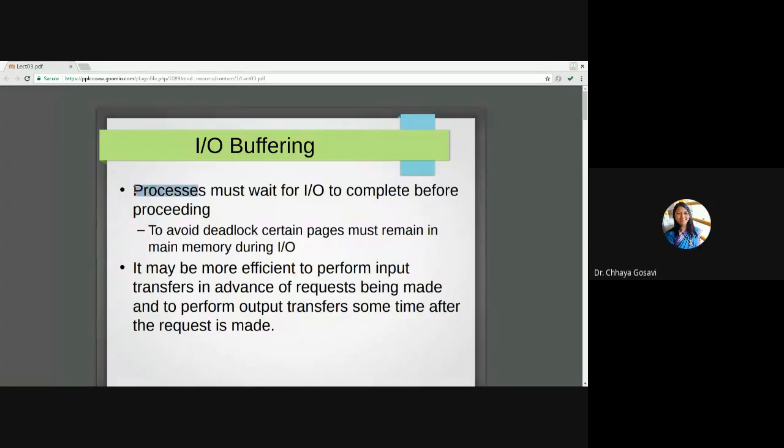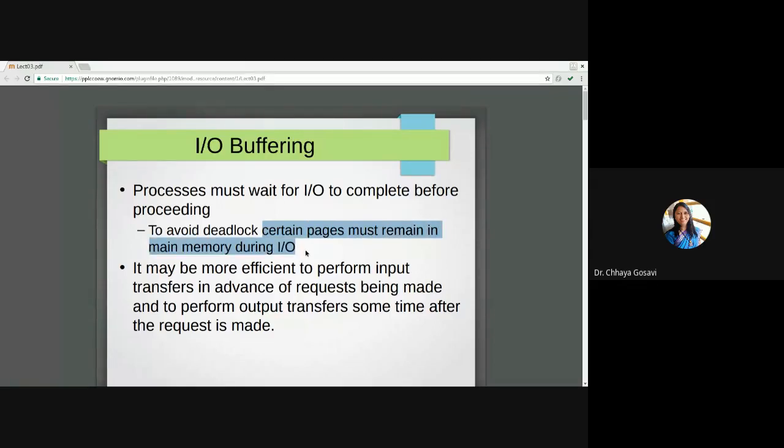So we have seen that for IO processes, we have to wait for input output to complete before proceeding. Every process has an IO burst and a CPU burst. CPU burst means the time it requires the CPU for computation, and IO burst means the time it requires to perform input output operations with the hardware devices. So to avoid deadlock, what is a deadlock? The processes are waiting for each other to complete the same task. So to avoid such deadlock, certain pages must remain in main memory during input output.